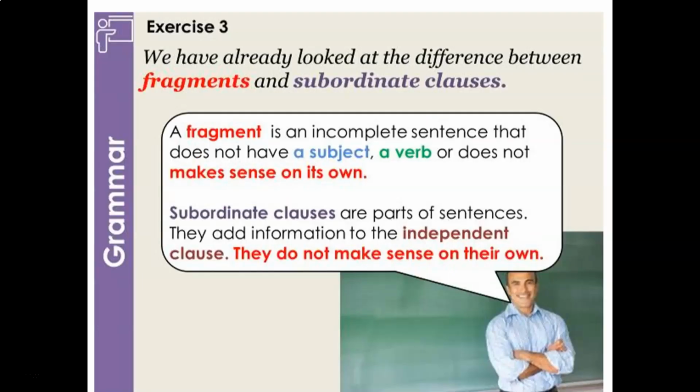Alright then, so we've looked at the difference between fragments and subordinate clauses. So a fragment we know is an incomplete sentence. It doesn't have a subject or a verb, so it doesn't make sense on its own. Subordinate clauses are parts of a sentence. So they add information to the independent clause. They also do not make sense on their own, but they may contain a subject and a verb.